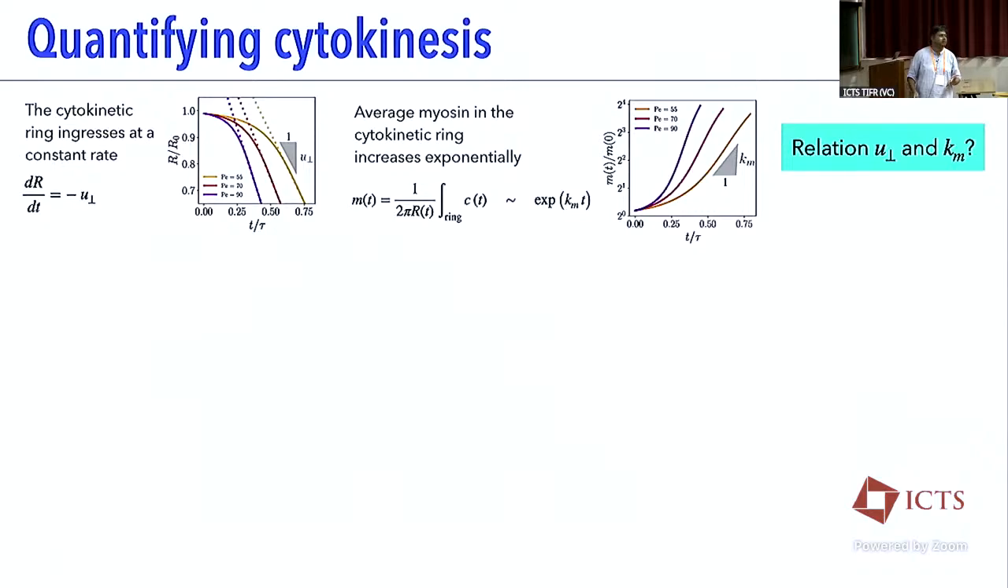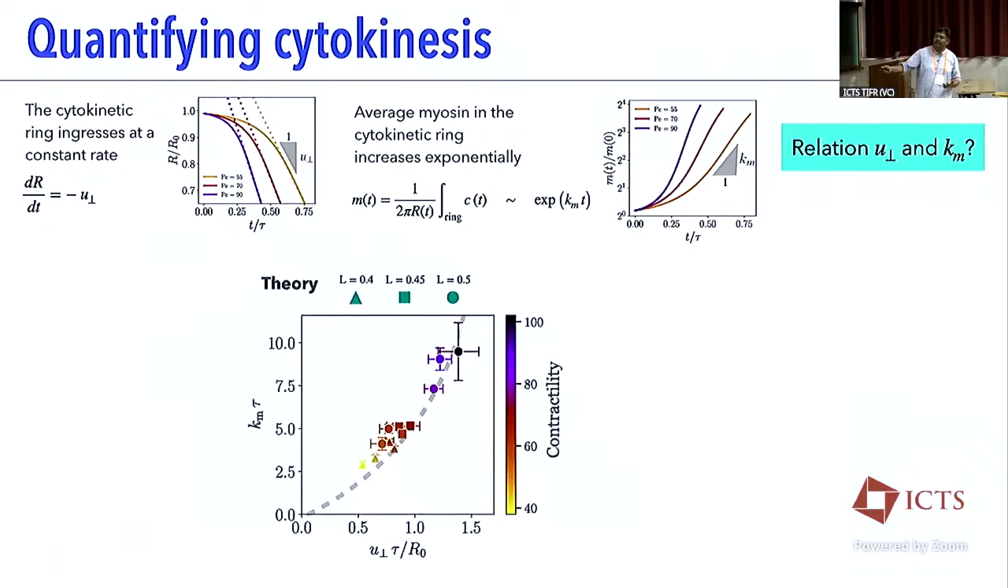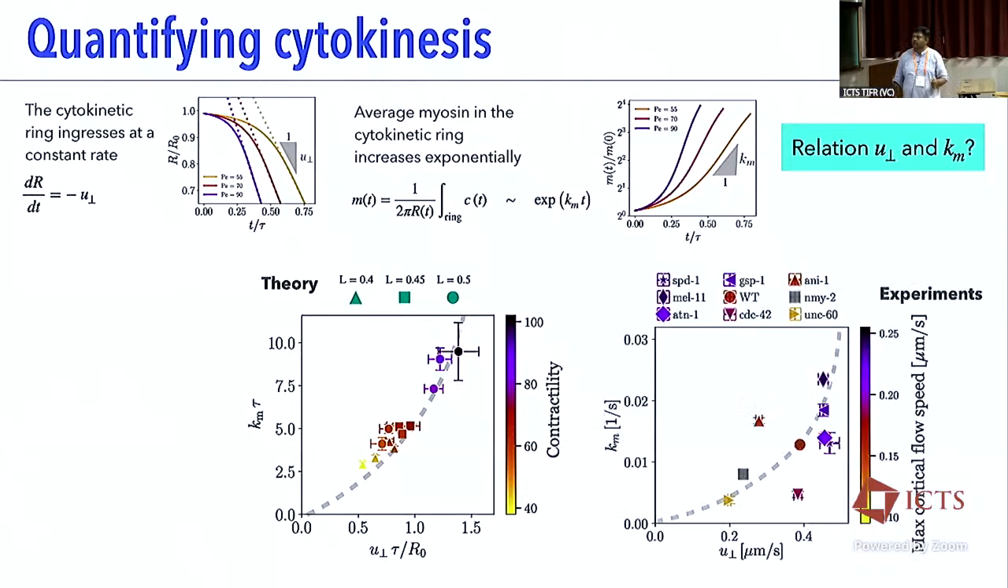Any relation between them? Our theory predicted that there is some sort of a universal curve. The way we did it in the theory is that we played with a bunch of parameters, hydrodynamic length, bending rigidity, and so on. Also averaged over a huge number of random initial conditions, that gives you the error bars. Despite all that, there seems to be some nice clear curve that's predicting how the accumulation rate of myosin depends on the ingression rate of the radius. We find something reasonably similar in the experiment.